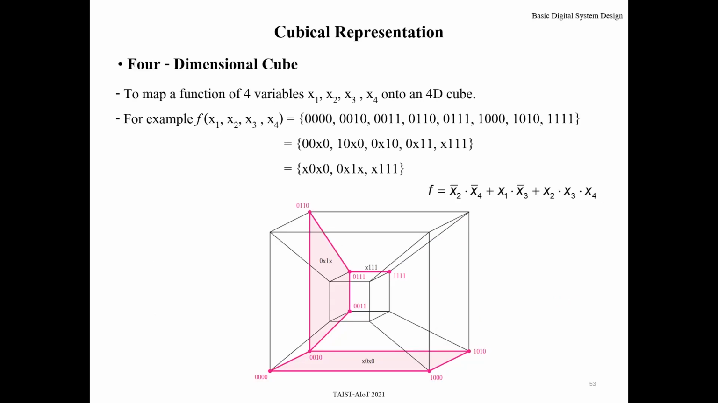Another example for a 4-dimensional cube. For the cube, there are 4 variables: 1, 2, 3, 4. For example, the function we want is 1 where the values of x1, x2, x3, x4 are 0,0,0,0, or 0,0,1,0, or 0,1,1,1, or 0,1,1,0, and so on.